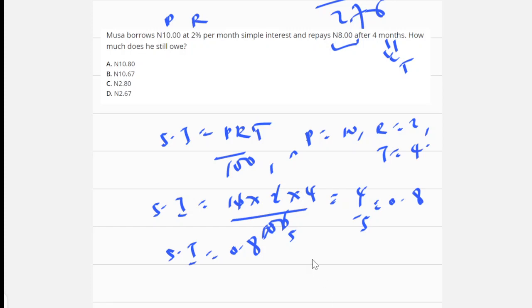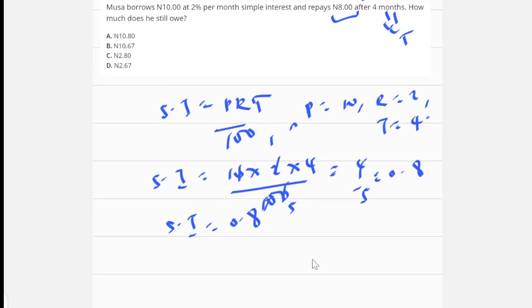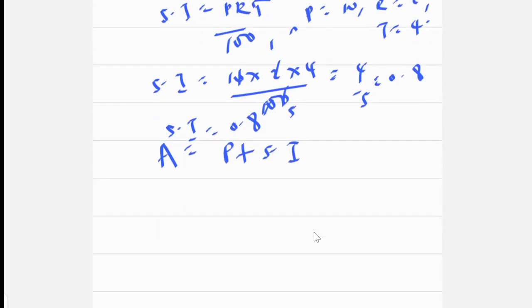And what is the total amount he is going to pay back? I hope you understand now. So now I borrow 10 naira from you, and you said you are going to collect 0.8 as interest. How much am I going to repay back? Is it 0.8 alone? No. I'm going to repay the money I borrowed, which is the principal, plus the interest incurred. So that's why amount is principal plus simple interest. So that will be 10 plus 0.8, which is equal to 10.8 naira.